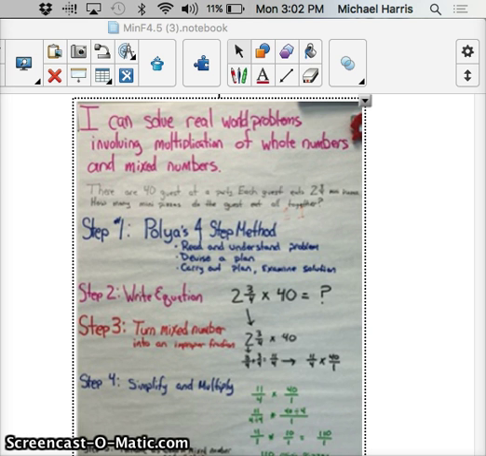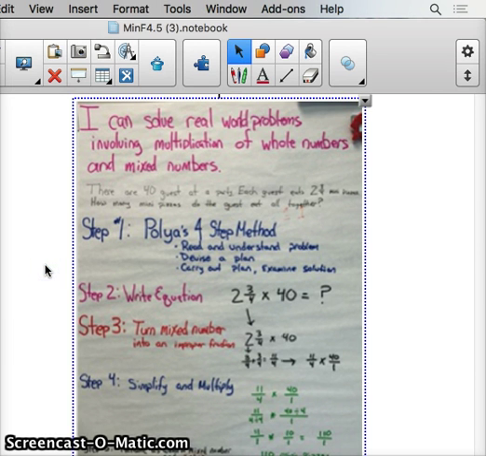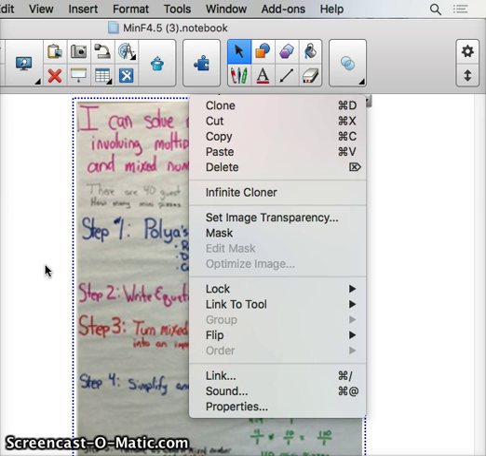I just got a picture here. I know it might be a little blurry to see. I'll send it as an attachment as well as a JPEG for the kids to look at. It's the steps we had when solving word problems. First step is to read the problem. As you see right here, I'm just going to lock this in place so it doesn't start moving around on us here.